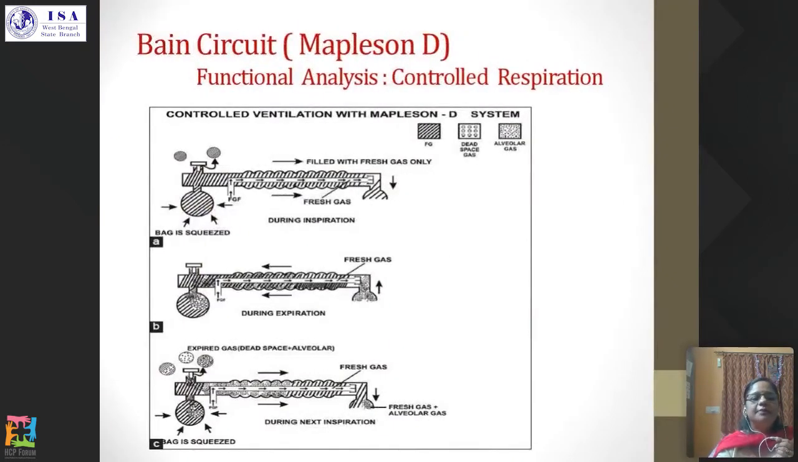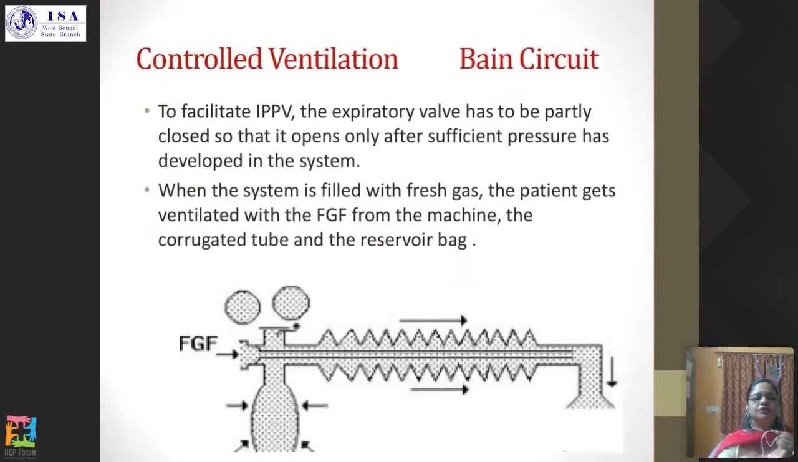Now, the Mapleson D circuit, that is a Bain circuit, with controlled respiration. To facilitate IPPV, the expiratory valve has to be partly closed so that it opens only after sufficient pressure has been developed. When the system is filled with fresh gas, the patient gets ventilated with fresh gas flow from the machine and the corrugated tube and the reservoir bag. This dotted part is the fresh gas, so the patient is receiving the fresh gas flow.